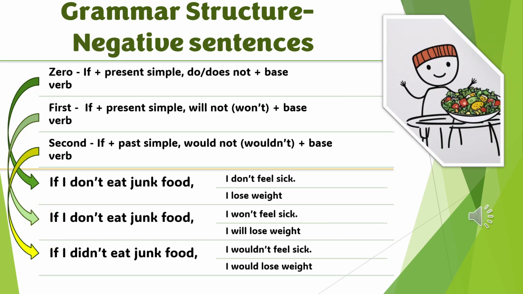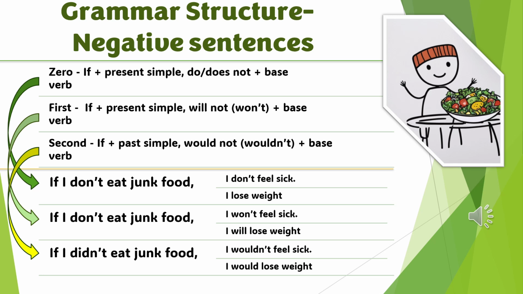Grammar structure for negative sentences. For the zero conditional we use if, the present simple, do or does not, and the base verb. For the first conditional we use if, present simple, will not or won't, plus the base verb. For the second conditional we use if, past simple, would not or wouldn't, and the base verb.